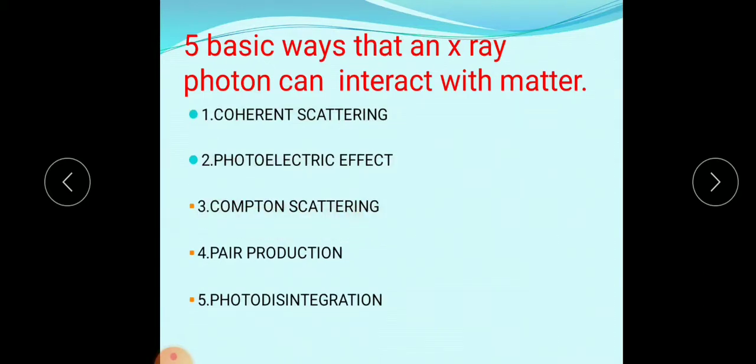In our last lecture, we completed coherent scattering and the photoelectric effect. So now we are going to study Compton scattering. These first three are the most important of these five interactions of X-ray with matter. Now we are going to see about Compton scattering.